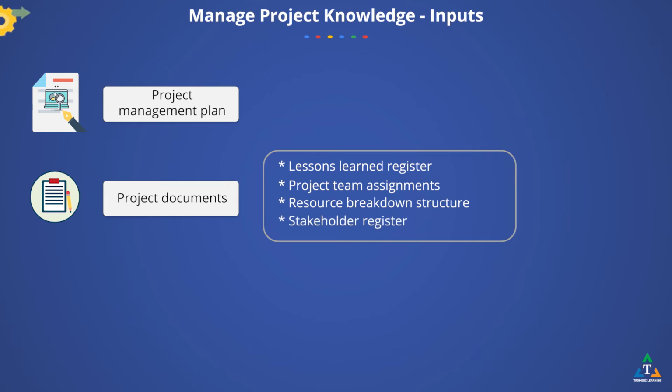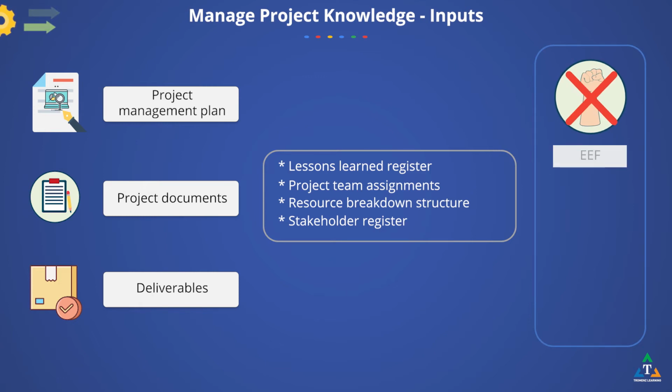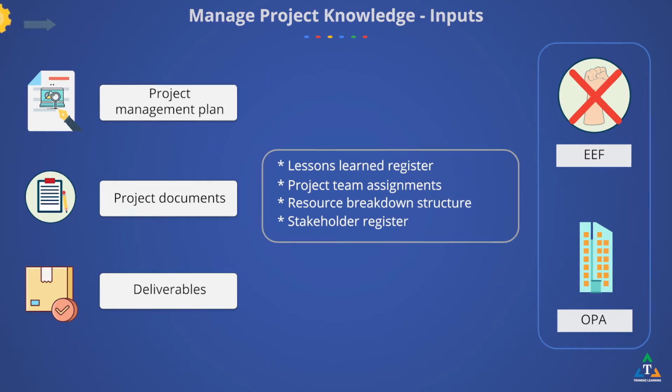Stakeholder Register contains details about the identified stakeholders to help understand the knowledge they may have. A deliverable is any unique and verifiable product, result, or capability to perform a service that is required to be produced to complete a process, phase, or project. The enterprise environmental factors and organizational process assets can also influence the process. In the next screen, we will discuss the tools and techniques used in this process.